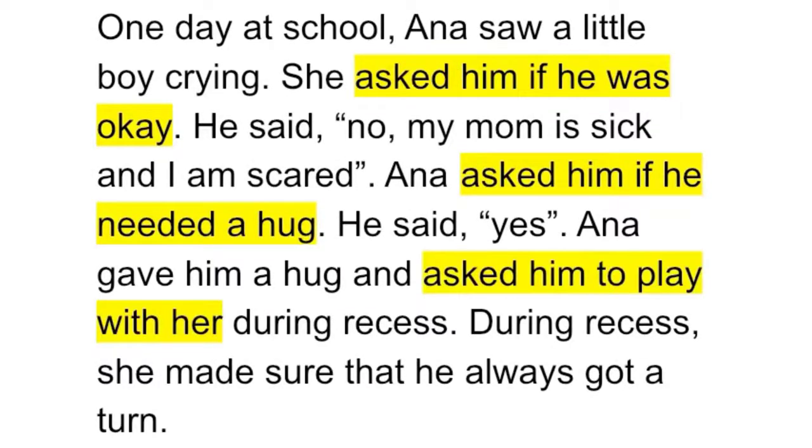Another thing that Anna does is she asked him to play with her during recess. Because she knew that he was upset, she wanted to make sure that he knew that he had a friend and that he didn't feel lonely. So he had somebody to play with.